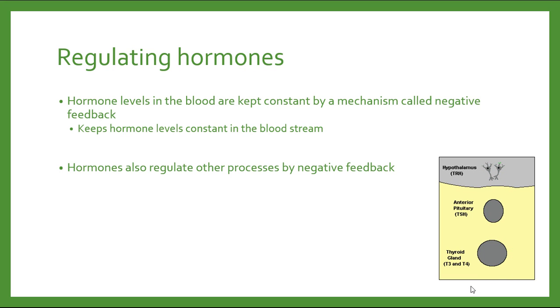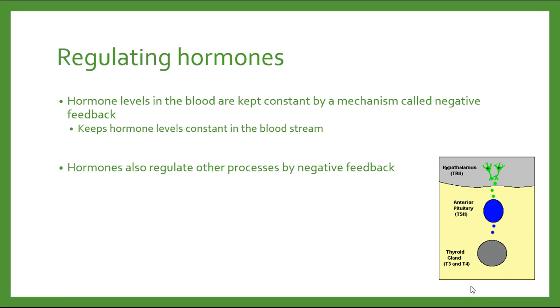We'll use the example here of maintaining the correct levels of thyroxine, T3. You can think of the hypothalamus as being the on-off switch. If we need thyroxine to be produced, then the hypothalamus will make TRH, thyrotropin-releasing hormone, which travels to the pituitary gland, which in turn makes thyroid stimulating hormone. TSH will then travel to the thyroid gland, where T3 thyroxine will be released.